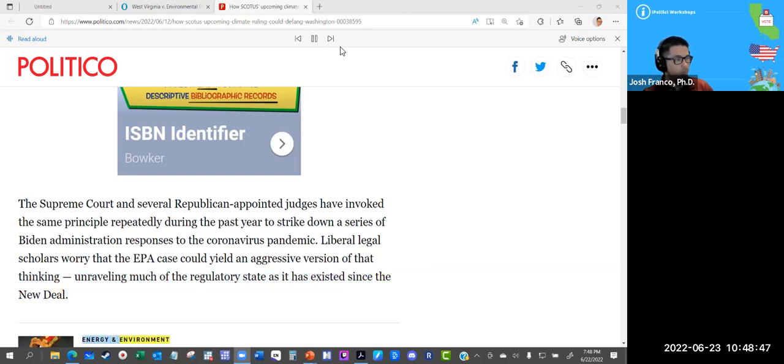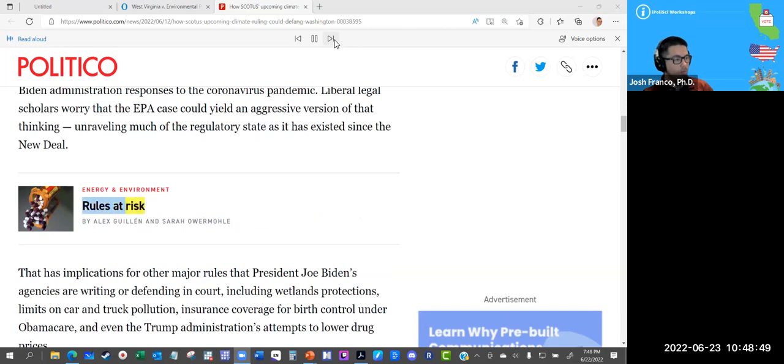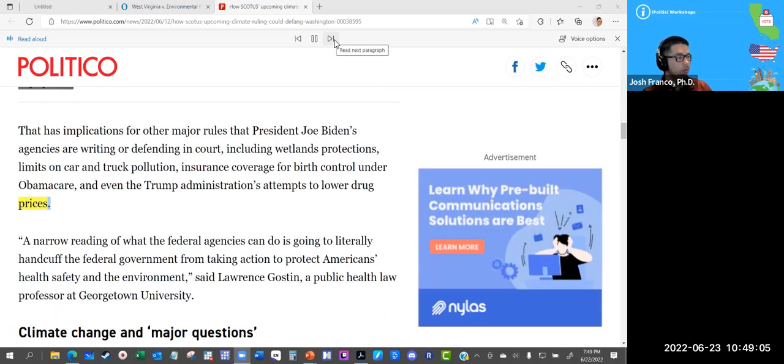Energy and Environment. Rules at Risk. By Alex Guillen and Sarah Oermel. That has implications for other major rules that President Joe Biden's agencies are writing or defending in court, including wetlands protections, limits on car and truck pollution, insurance coverage for birth control under Obamacare, and even the Trump administration's attempts to lower drug prices. A narrow reading of what the federal agencies can do is going to literally handcuff the federal government from taking action to protect Americans' health, safety and the environment, said Lawrence Gostin, a public health law professor at Georgetown University. Climate change and major questions.